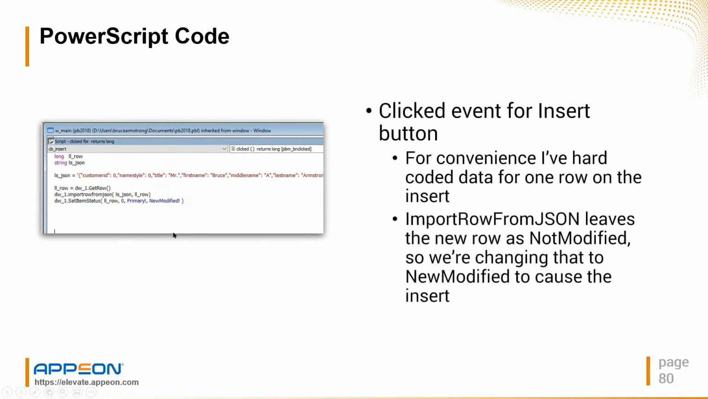So here's the insert, and just for convenience, so I didn't have to enter the information, I hard coded it into the button. So anytime you hit the insert, not only do I insert the row, but I actually put the data in there as well. I'm using one of the newer options for the PowerBuilder data window, the import row from JSON that imports a single row of JSON, and then the item status, new modified, so that will do an insert if we use the data store approach. When I use the client agnostic methods, I know I need to send an add method call.